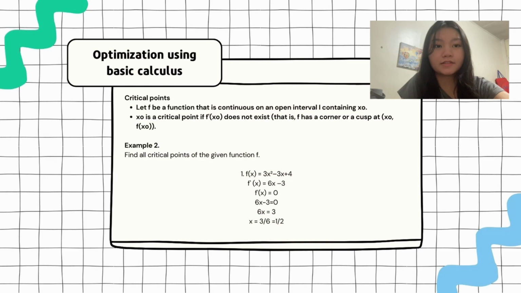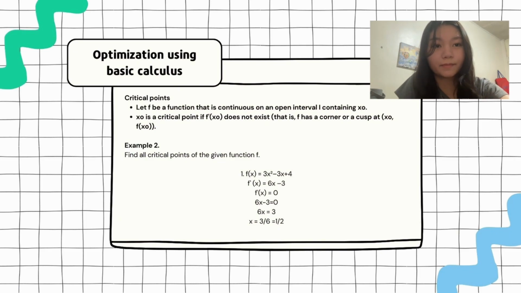So, let's proceed to example 2. But before that, there are critical points written here, which is like a guideline, because what we will do in example 2 is a bit different. What's written here is: let f be a function that is continuous on an open interval containing x sub 0. x sub 0 is a critical point if f prime of x sub 0 does not exist. And that is, f has a corner or a cusp at x sub 0 and f of x sub 0.